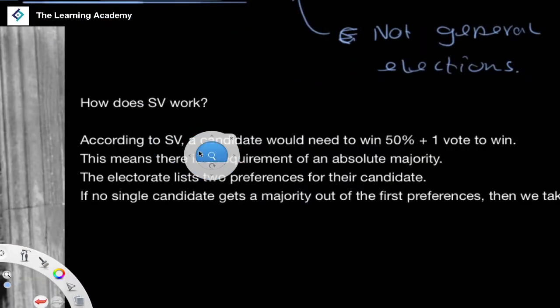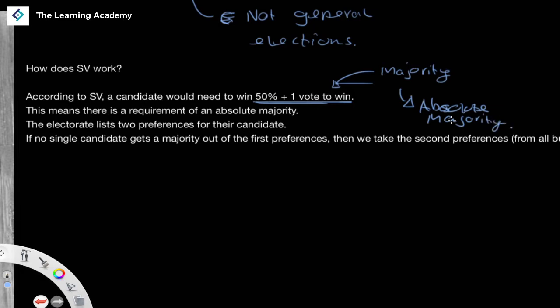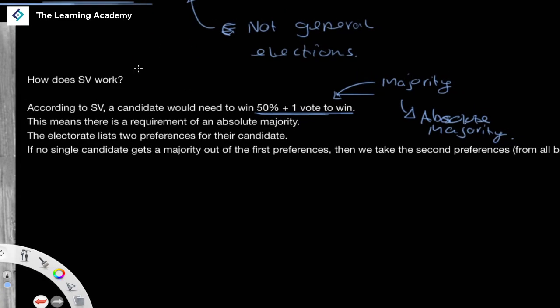Ultimately, how does the supplementary vote work? Well, according to the supplementary vote, for a candidate to win, they would need 50% plus 1, which is obviously just a majority of the votes. And we could probably make it even more specific. We could talk about it being an absolute majority.